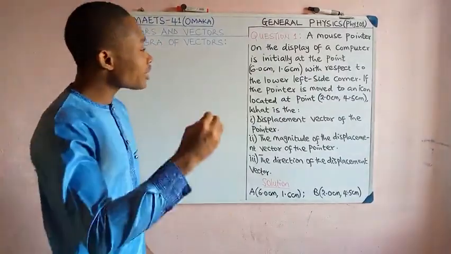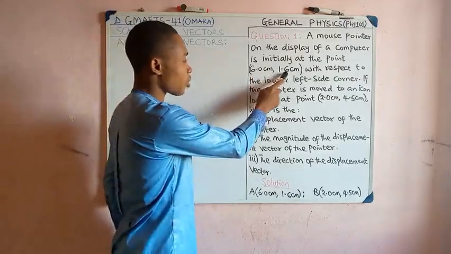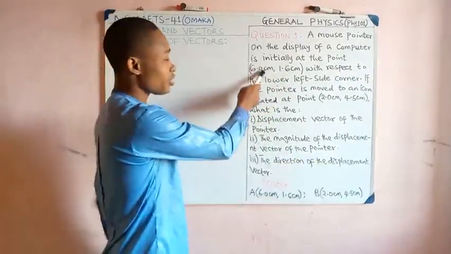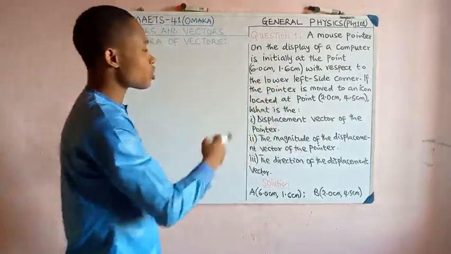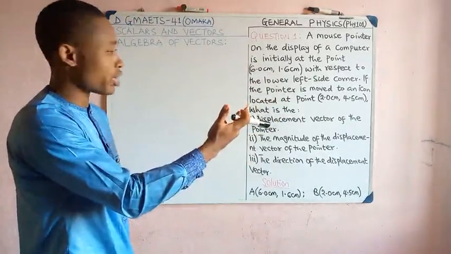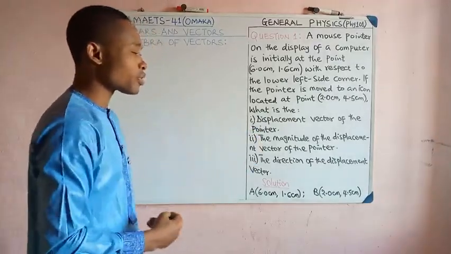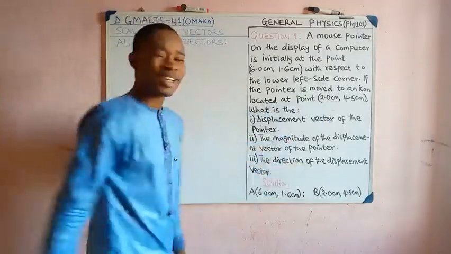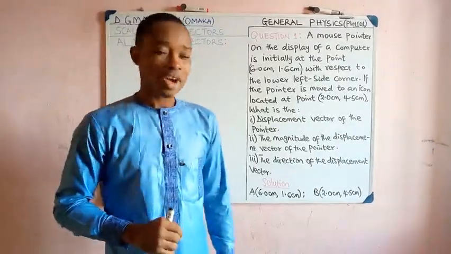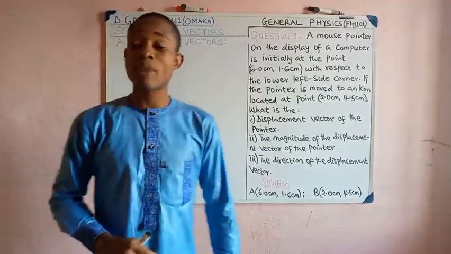A mouse pointer on the display of a computer is initially at a point 6.0 centimeter, 1.6 centimeter. You know, this is like x, y. Are you getting me right? So x value is this, y coordinate is this, okay? With respect to the lower left corner, that's lower left side corner, of course, of the computer screen. If the pointer is moved to an icon located at a point 2.0 centimeter, 4.5 centimeter, what is 1. the displacement vector of the pointer, 2. the magnitude of the displacement vector of the pointer, and 3. the direction of the displacement vector.